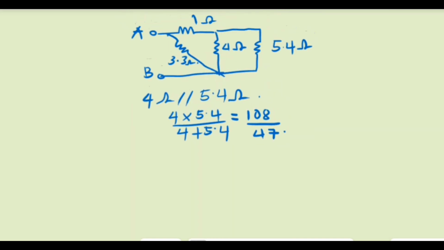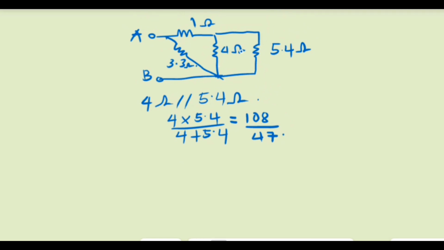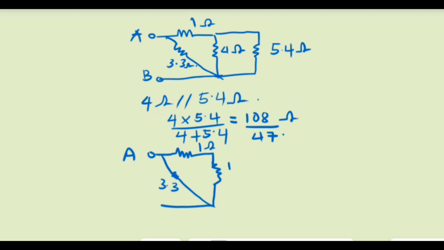So you realize that we have combined this part and this part, so we keep on coming forward. You will still redraw. Here's our A, and this is it. Then you have this side. Now you have only a single branch representing the 4 and the 5.4 here. Then you come back here, whilst we still have our 3.3 here. Then you have our 1 ohm here, then our 108 over 47.